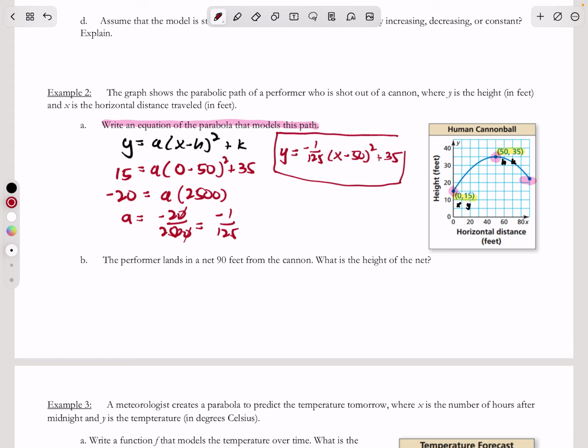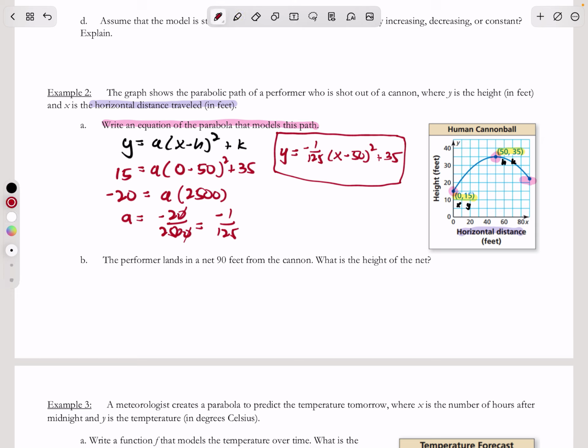And that's it. And I think the follow-up usually is a question: now that you've got the model for this particular thing, what can we infer? What other information could we get from the problem? So in part B, the performer lands in a net 90 feet from the cannon. Well, notice that 90 feet represents the horizontal distance from the launching point, which is basically just our x value here.